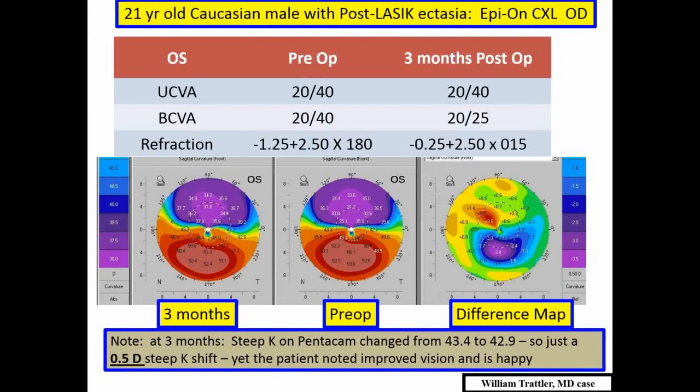Here's a 21-year-old male who unfortunately developed post-LASIK astigmatism at an early age. You can see that 3 months after surgery, you can often see these rapid improvements. You can see the change in the refraction; the patient's uncorrected visual acuity was still the same, but the best corrected visual acuity changed and improved. And this difference map really shows us the story of what happened. There's flattening below, and then above there's some steepening. So even though there's only a 0.5 diopter shift in the Kmax, the patient was really pleased with the quality of their vision improvement because of the relative reshaping of the cornea with crosslinking.